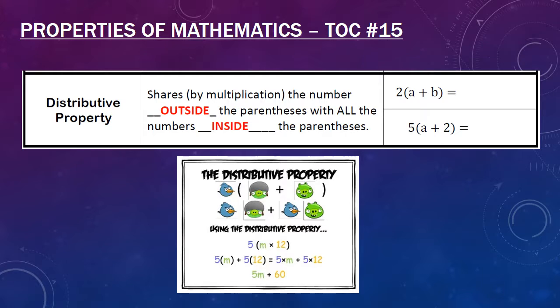Like a teacher in your class, she's not going to give candy only to one person. She's got to make sure she shares with everybody in the class. Or if you bring in cupcakes, you can't just bring in cupcakes for one child in your class. You have to bring it in for everybody. So look at your example up above. We have 2 times the quantity A plus B, which means 2 times A plus 2 times B. And then the second example, same thing, but this time I solved the second part. We have 5 times A, which is just 5A, can't write it any other way, and 5 times 2, which we all know is 10.